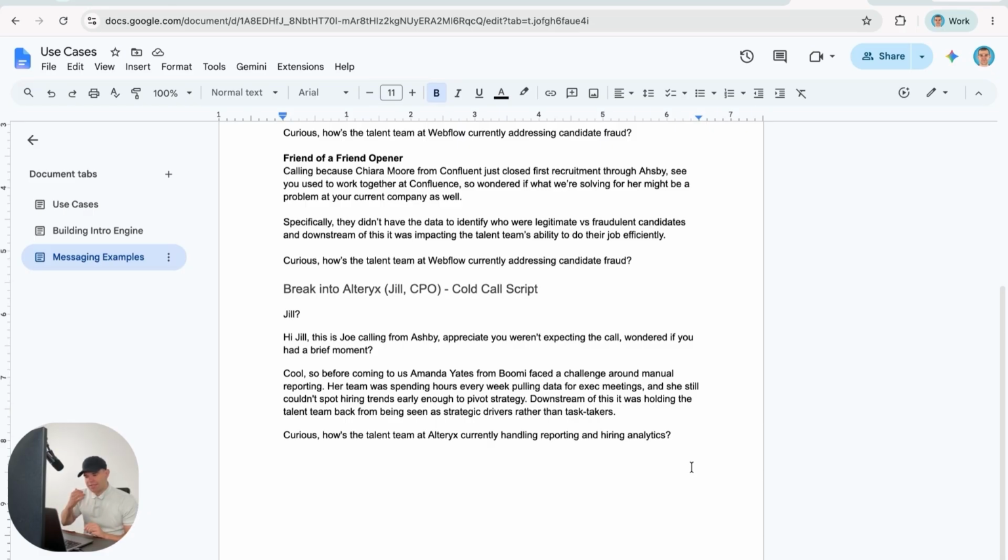Manual reporting. Her team was spending hours every week pulling data for exec meetings, and she still couldn't spot hiring trends early enough to pivot strategy. And so downstream of this, it was holding the talent team back from being seen as a strategic driver. And so I'm just curious, how's the talent team at Alteryx currently handling reporting and hiring analytics? Stop. Let them speak. And from there, you've got two solid conversations.